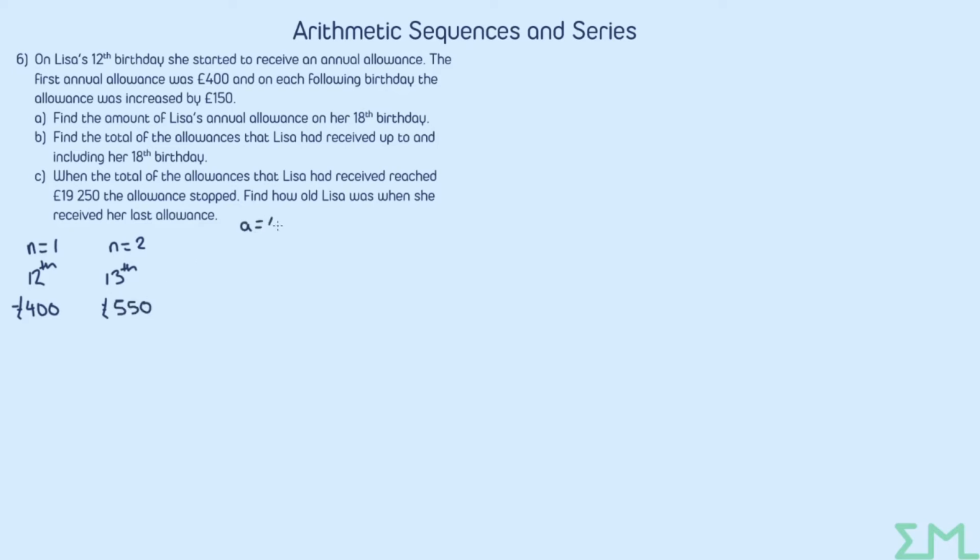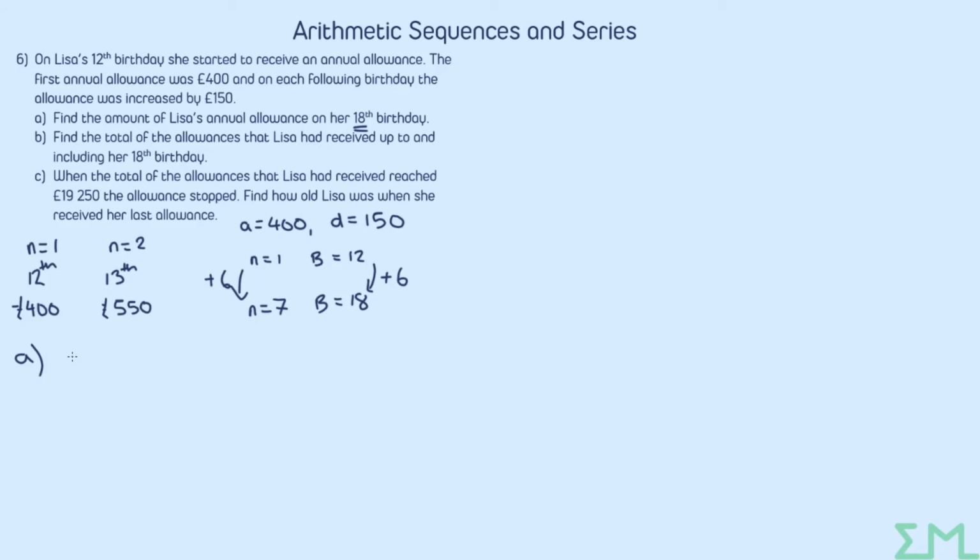So a is 400, d is 150, and just a note, when n is 1, I'm going to say capital B for birthday is 12. Need to make sure that we understand the link between those two numbers. Okay, part A, find the amount that she receives on her 18th birthday. So we are looking for her birthday to be her 18th. That is 6 years ahead of her 12th birthday. So if we add 6 on to n, we're actually looking for n is 7.